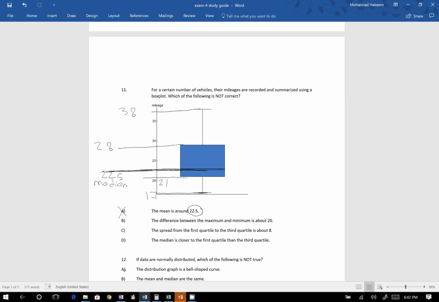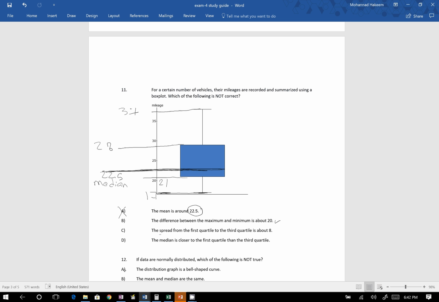The difference between the maximum and the minimum is about 20. That's very true because it's actually correct. This is 17 or 18, and probably this is 37. So it seems to be right. This is about 20. So that's correct.